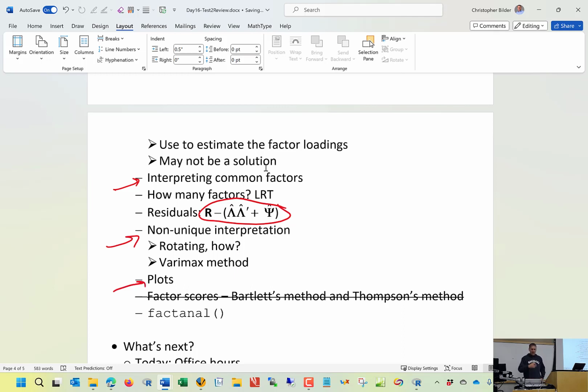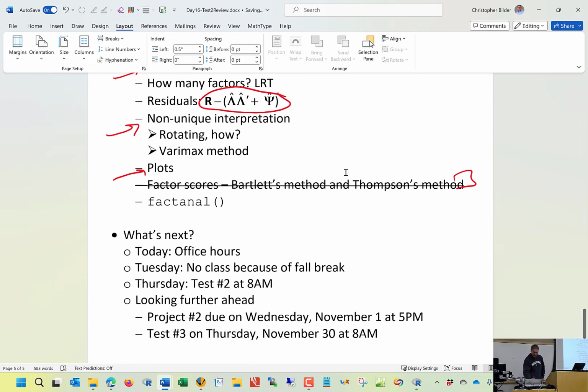And of course, we just saw some. You could do the plots of the loadings, but the whole thing with the factor analysis scores is not going to be on the test. And make sure you're very familiar with FactAnal.